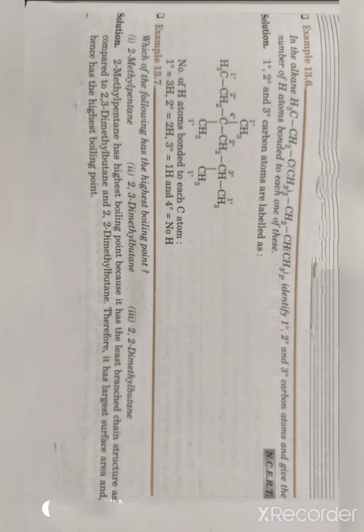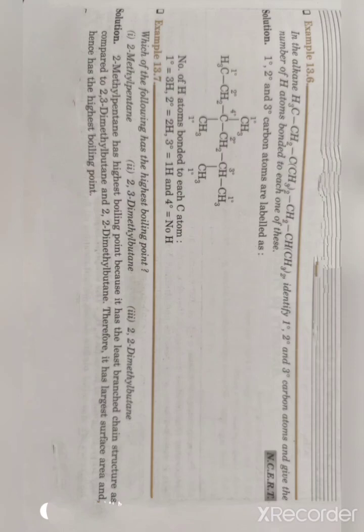It is given here, so better try any other example also to find out the degree. Take any branched example of a hydrocarbon and just check the degrees. In this it is also asked to find out the number of hydrogen atoms bonded to each one of these.